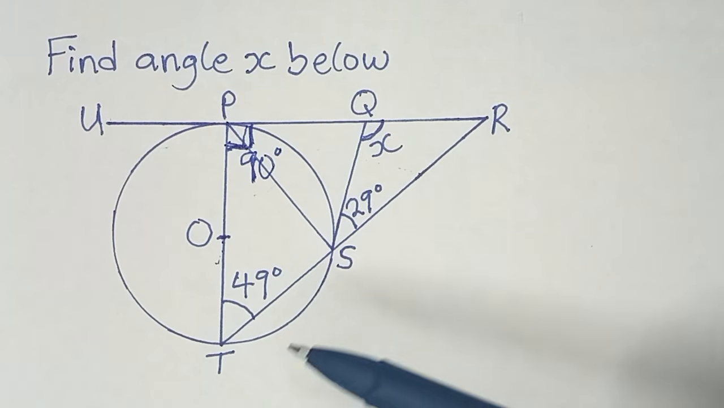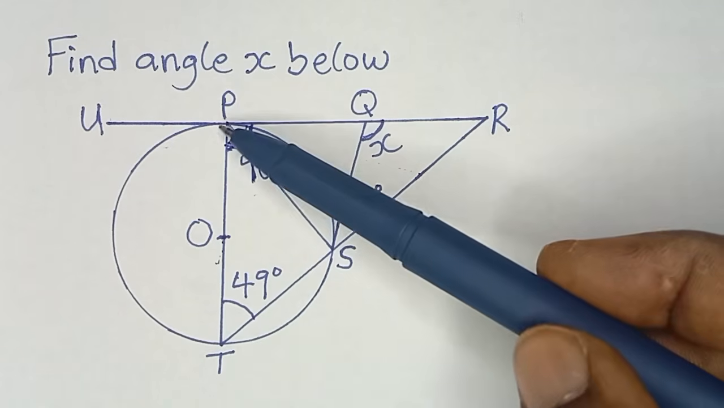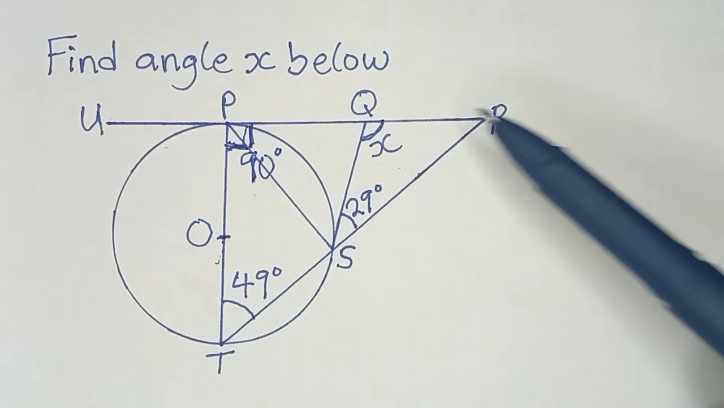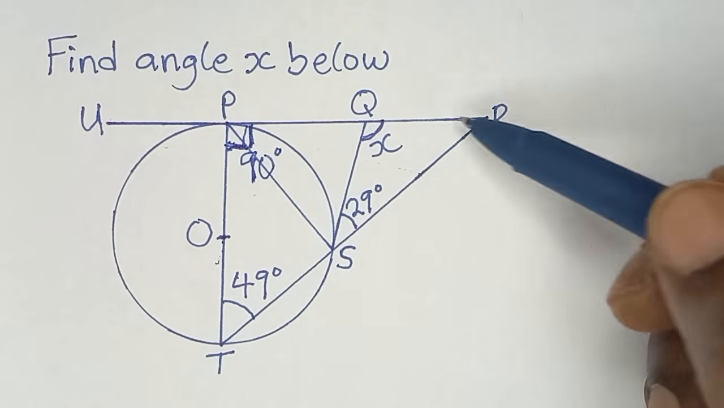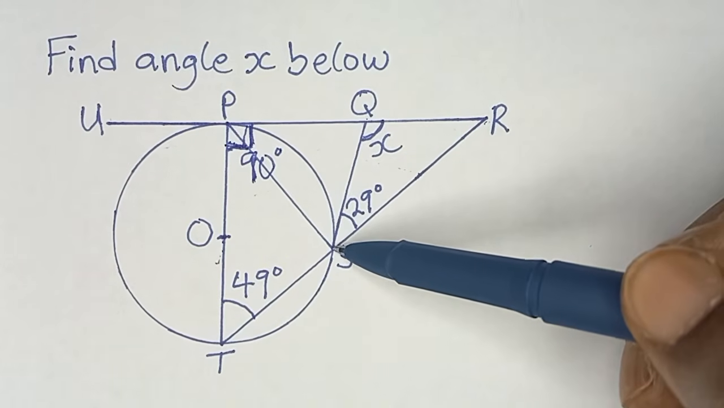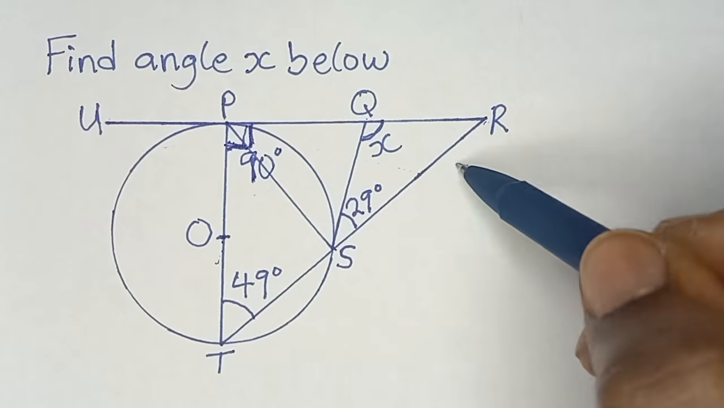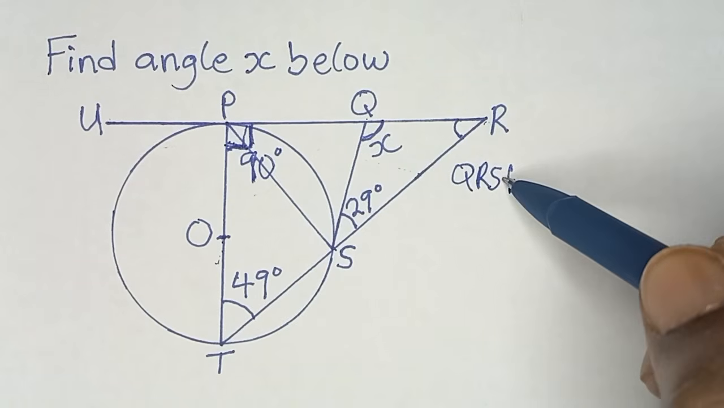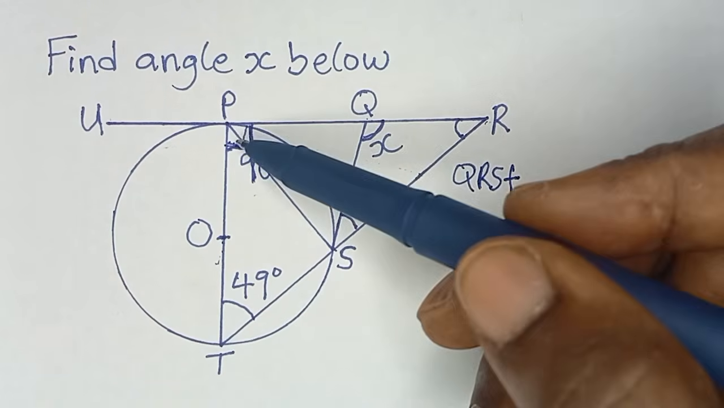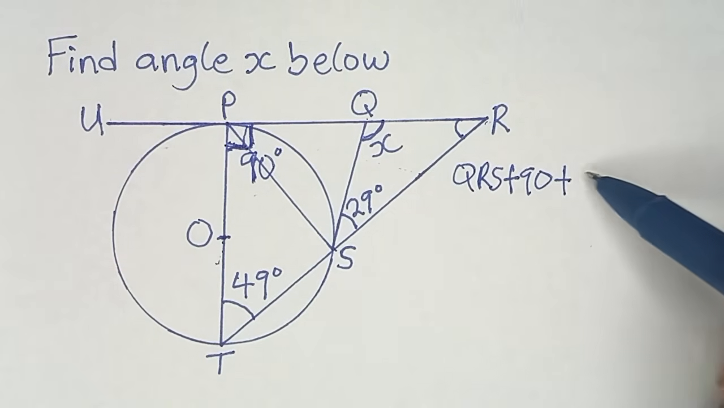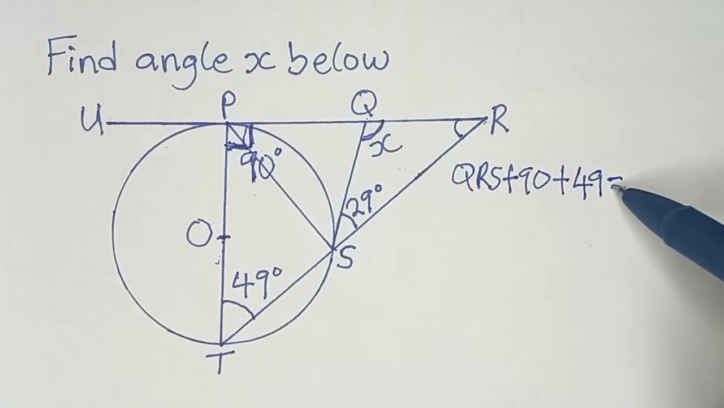So now, with respect to triangle PTR, since we know this angle as 90 degrees, it will be easy for us to find this angle here. Let me call this angle QRS. You agree with me that angle QRS, which is this angle here, plus 90 degrees, and then plus 49 degrees, all together should sum up to give 180 degrees.